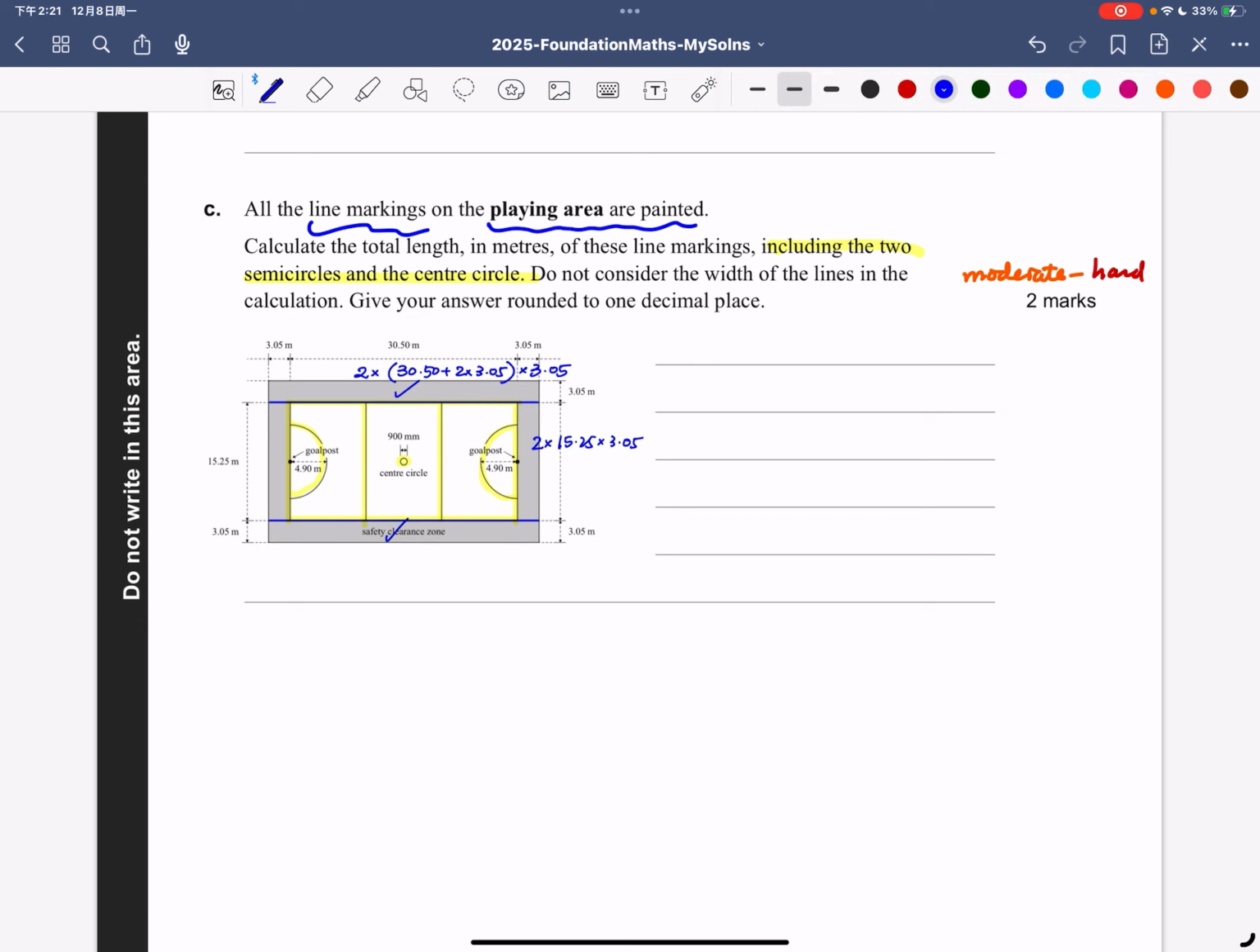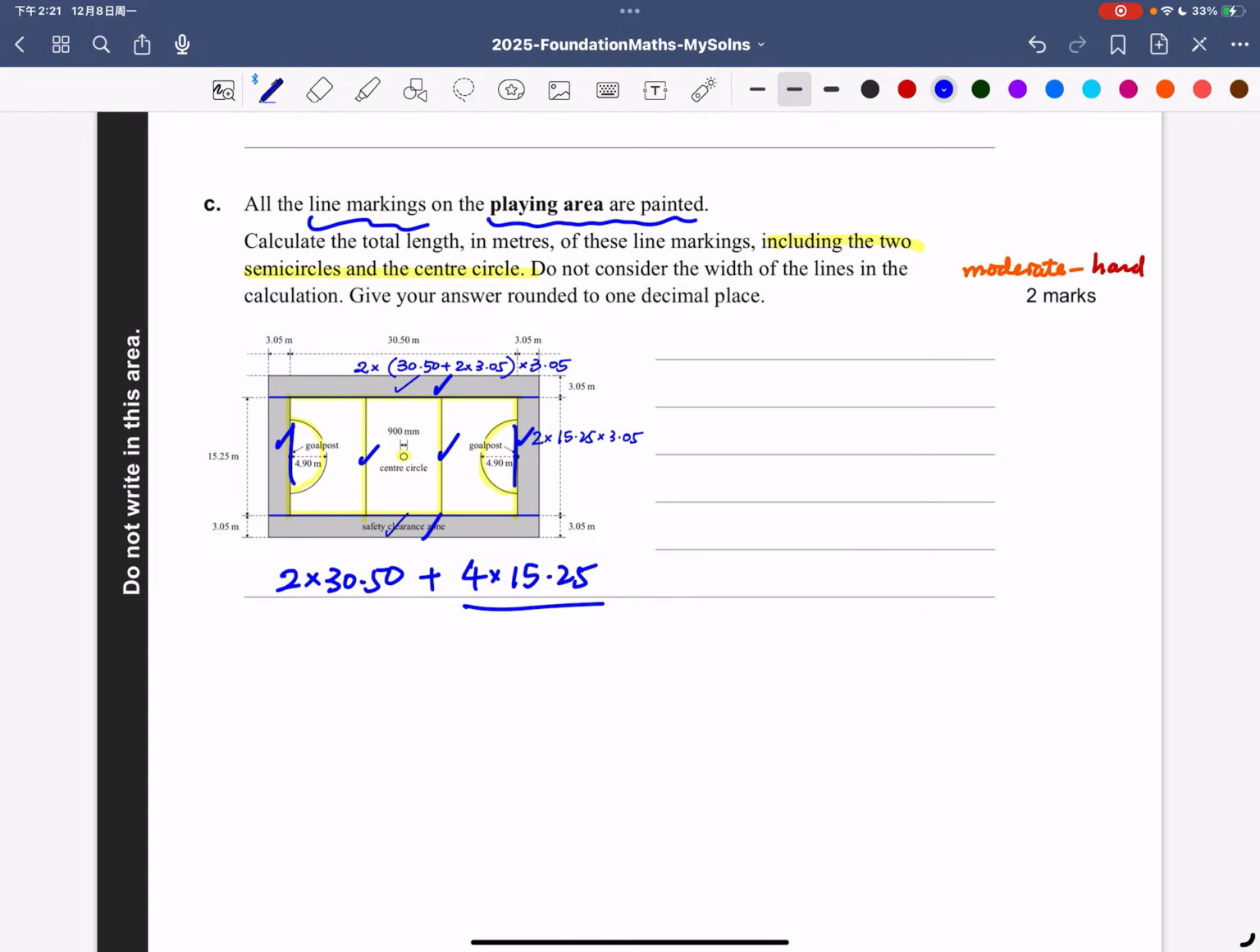So for example, I would count 2 times 30.50 plus 4 lots of 15.25. Yep, that down, that down, that down, that down. And the 2 semicircles, I don't want to count these 2 diameters again. It's already included in the 4 times 15.25. So I just do 1 big circle, that is pi times 9.8, because the diameter is twice the radius, plus pi times 0.9, pi d or 2 pi r, that's the length of the circumference.